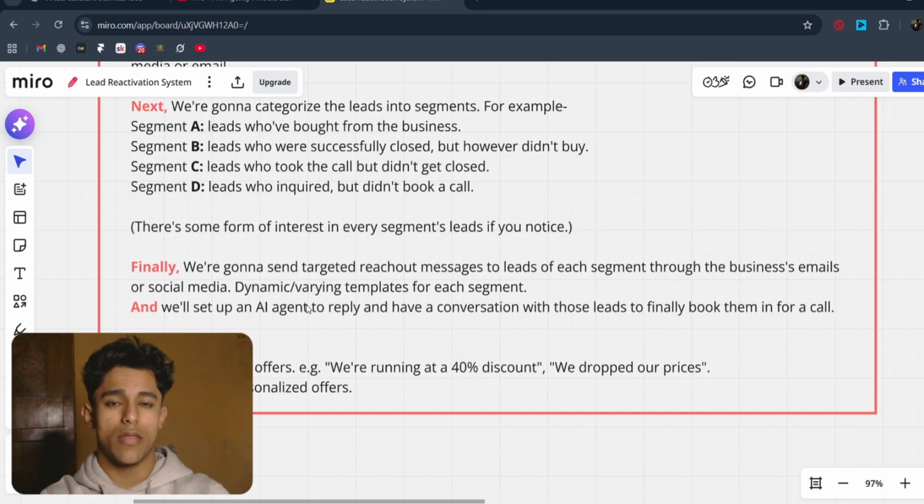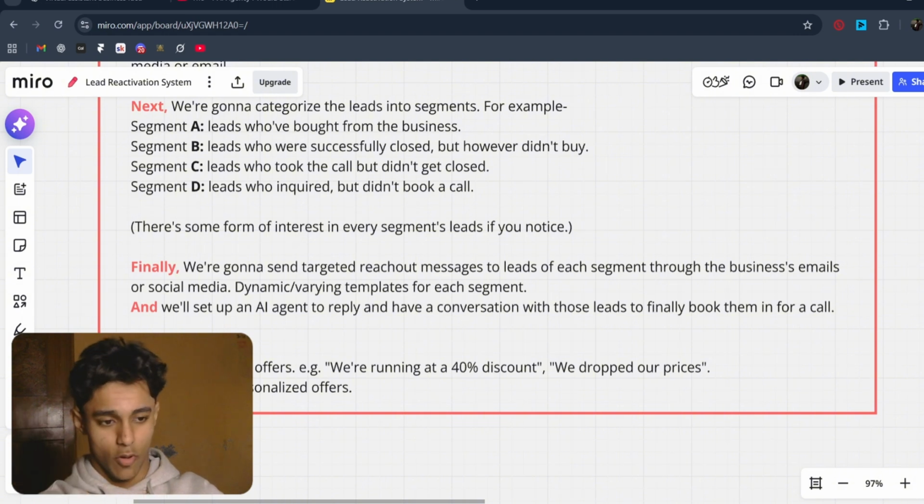And just so that, again, we're not running any mass offer for every lead, right? We're just personalizing this thing. We're just making this reach out message feel as personalized as possible to the lead or the prospect. Then again, as I said, warning, no mass offers. Something like we're running at a 40% discount, or a 20% discount because of the New Year's offer, or anything like that.